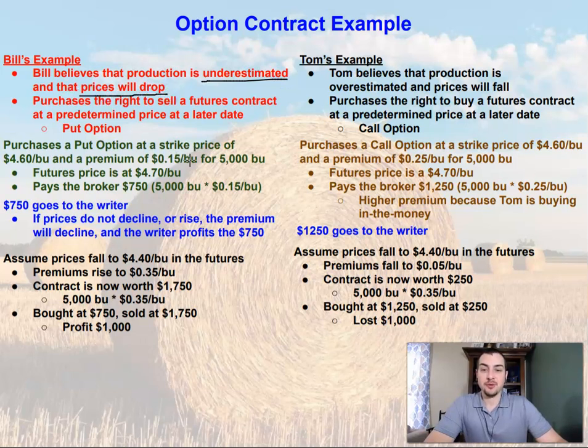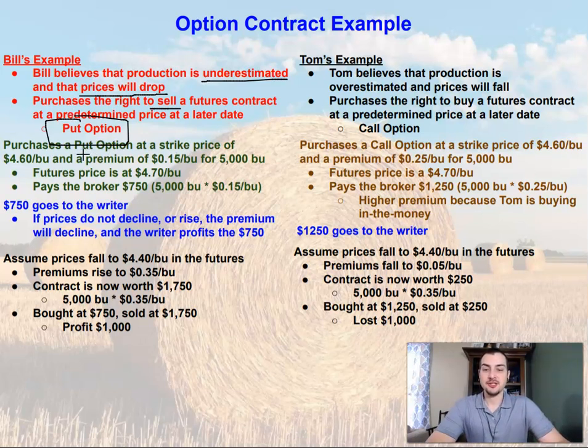Because he believes that prices are going to drop, he is going to purchase the right to sell a futures contract at a predetermined price at a later date. Because he thinks prices are going to drop, he's going to engage in a put option that gives him the right but not the obligation to actually sell at an underlying strike price. So that way, if prices do drop, he can engage in his options contract, sell in a futures contract, and buy it back later at a lower price.